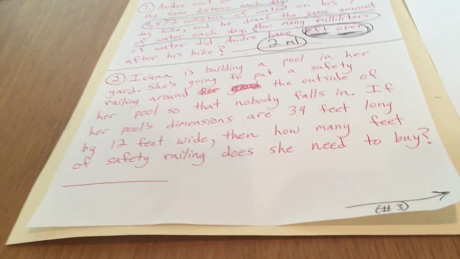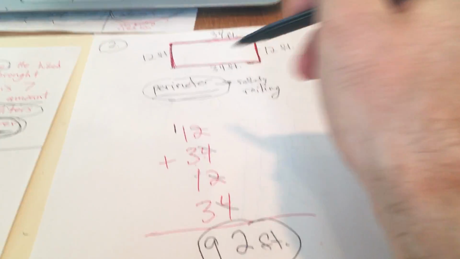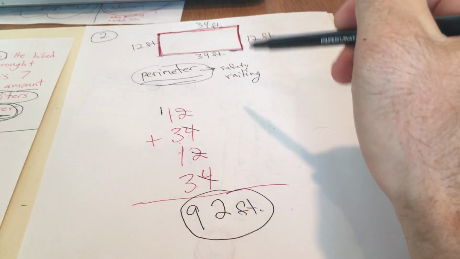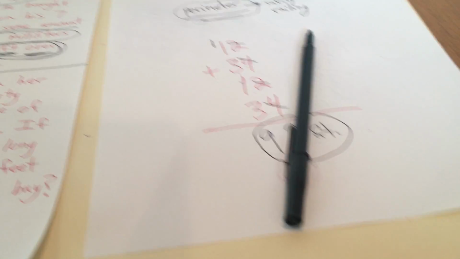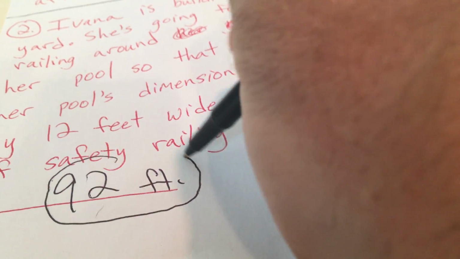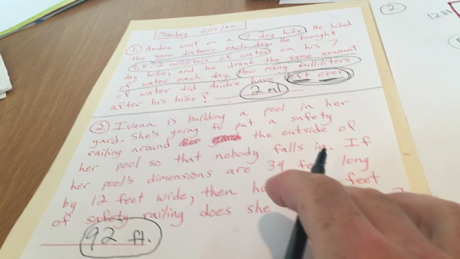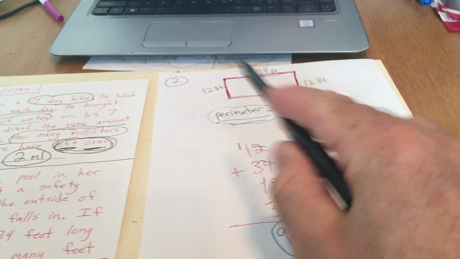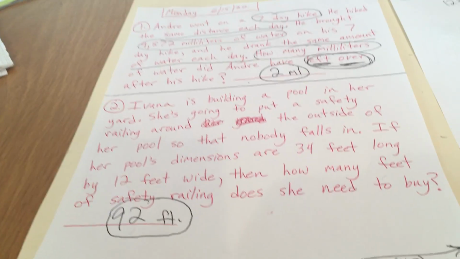How many feet of safety railing does she need to buy? It was the perimeter of her pool, which is 92 feet. So she needed to buy 92 feet of safety railing in order to make this safety railing go all the way around her pool for safety reasons. Good job. 92 feet is the answer.